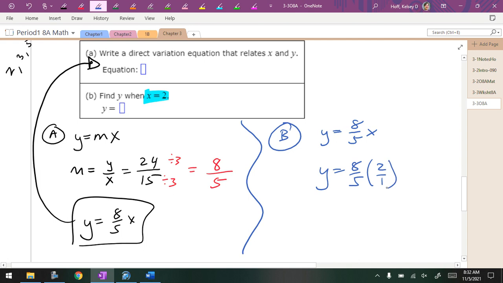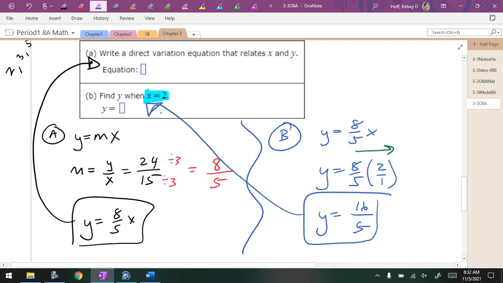Is there anything that you should check, though? Cross simplify. 2 and 5, they have to be 1 on top and 1 on bottom. Yep. So we multiply across: 8 times 2, 5 times 1. 5. And that is what you type. See how it already has y equals? You would just have to type in 16/5. No x on that one. Correct. No x on that one.